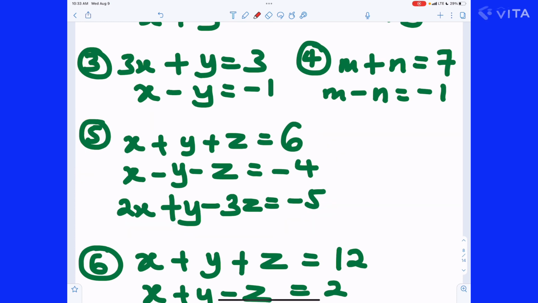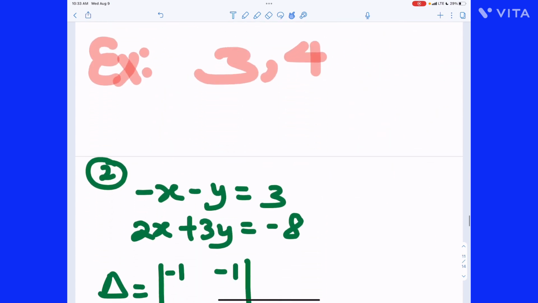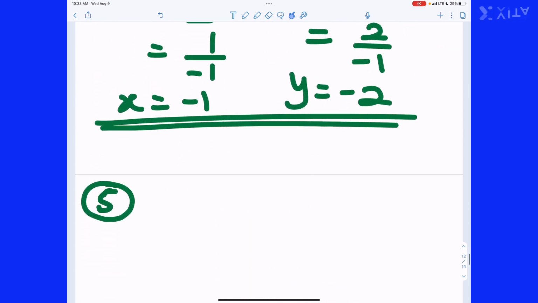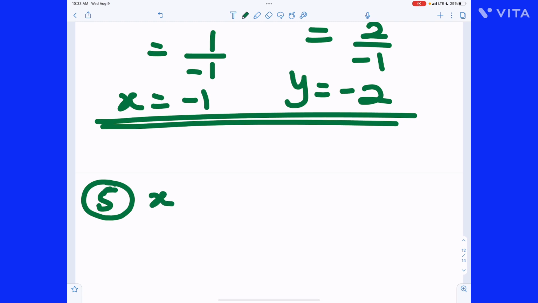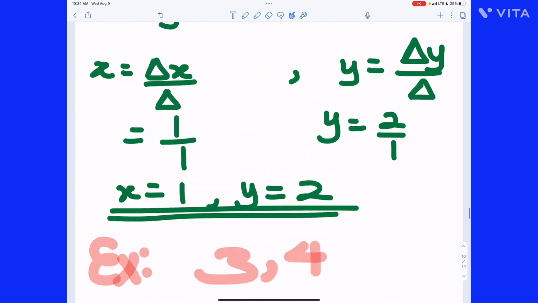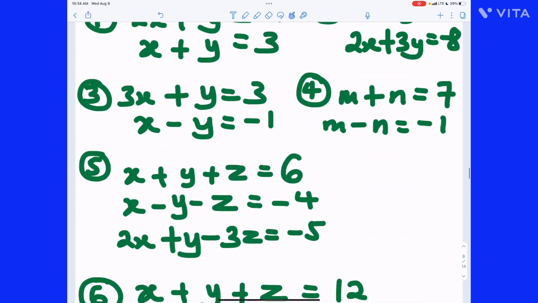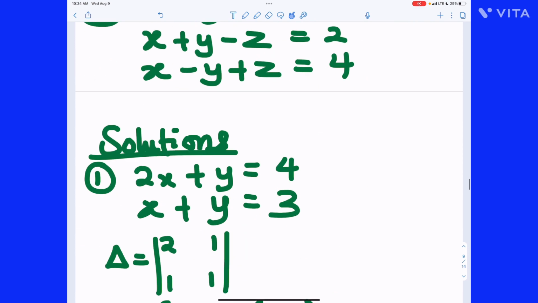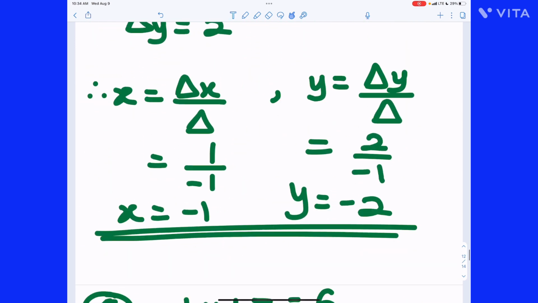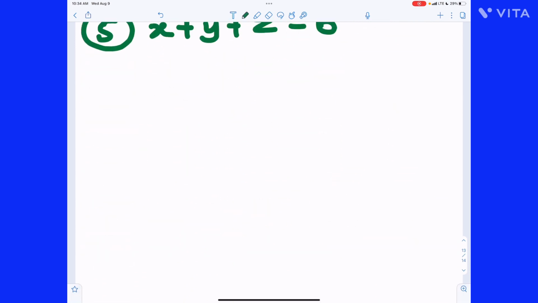So let me copy. x plus y plus z is equal to 6. We'll copy the equations one after the other. x plus y plus z is equal to 6. That's the first line. Second line, x minus y minus z is minus 4.